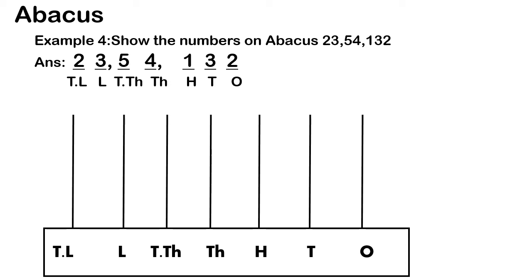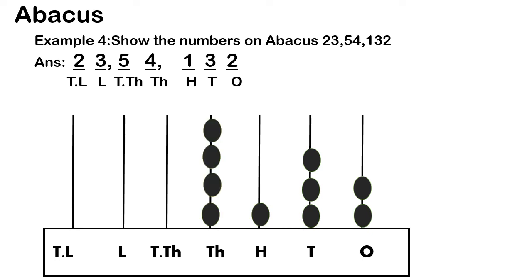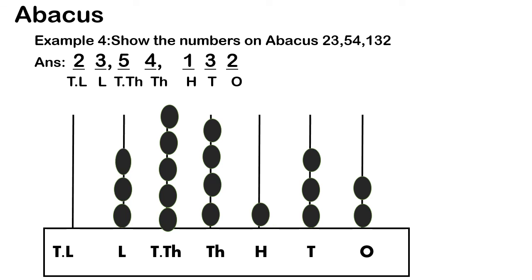Now, the place value of 2 is ones. So 2. So we have to draw 2 beads. Then in tens, 3 beads. Then what is the 100 value? 1. So 1 bead. Then what is the 1000 value? 4. So 4 beads. In 10,000, 5. Then lakhs, 3. Then the 10 lakhs, 2. So we have to draw the abacus like this.